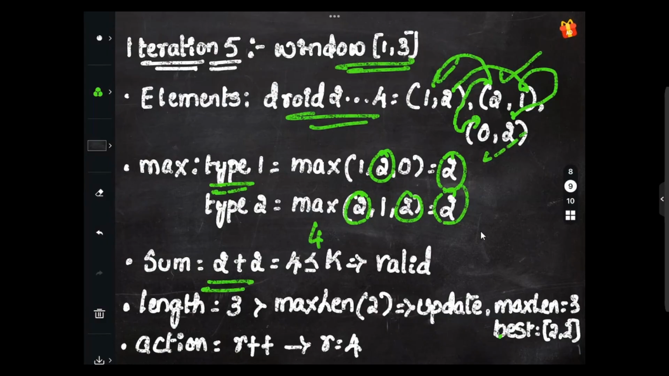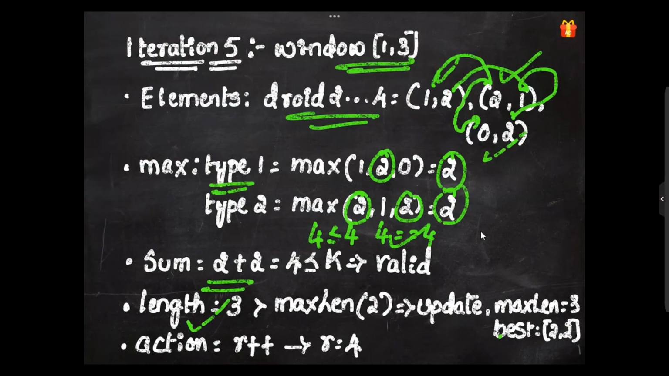So 4 is less than or equal to k, nothing but 4. 4 is less than or equal to 4. Yes, 4 is equivalent to 4. So this holds good. This is valid, so length will be equal to 3. We are updating the maximum length from 2 to 3 here. Best will again be 2 comma 2 itself. Now we have to move the right pointer to move to the next window. So this one will be r plus plus, r becomes 4.